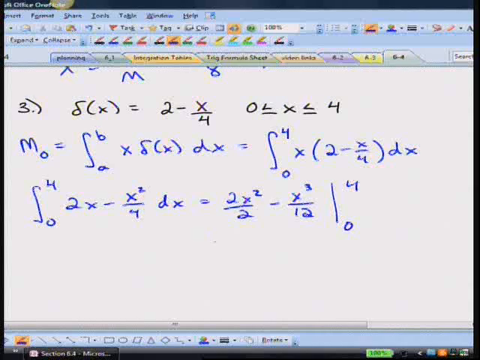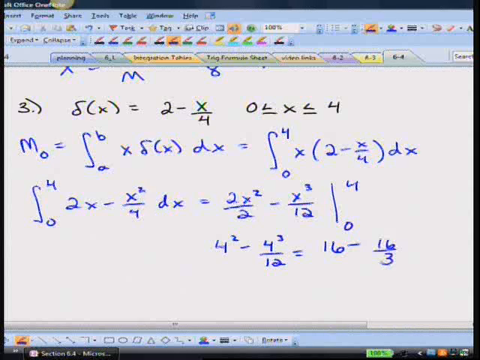Okay, and so then this is going to be 4 squared minus 4 cubed over 12, which is 16 minus 4 cubed divided by 12, which is 5 1/3, or 16 thirds. And so 16 minus 16 thirds is 32 thirds. Okay? And so that is the moment about the origin.